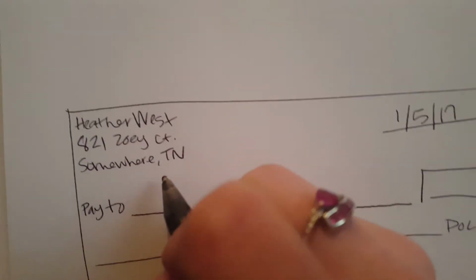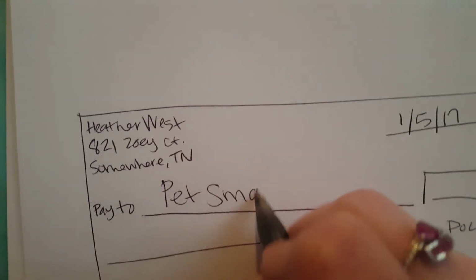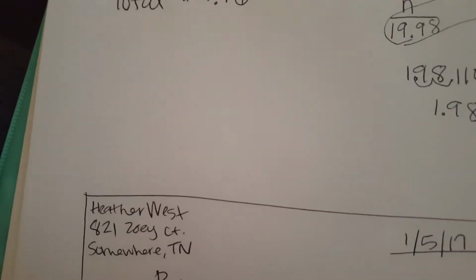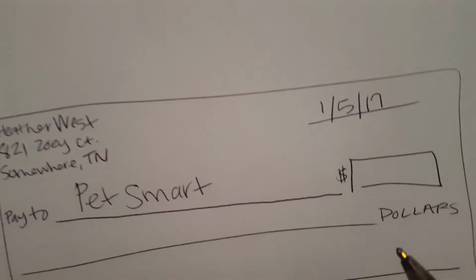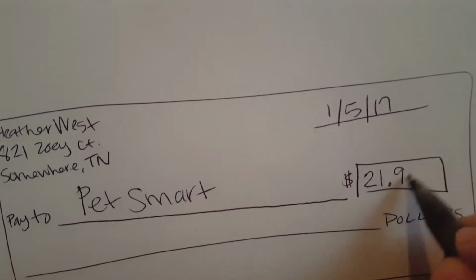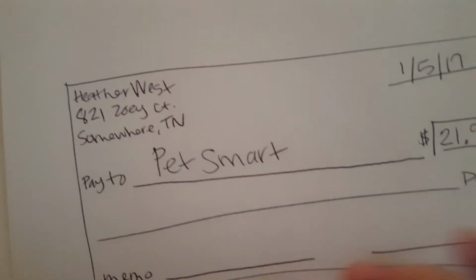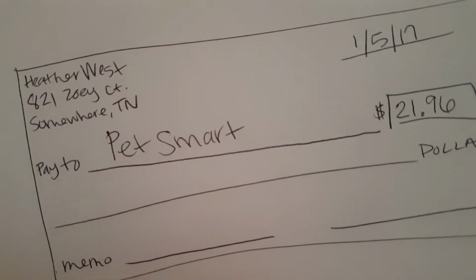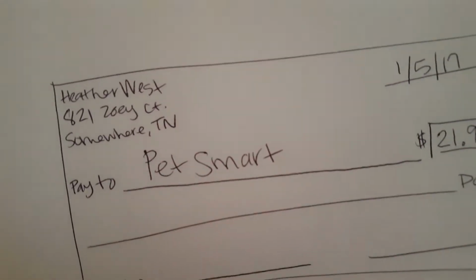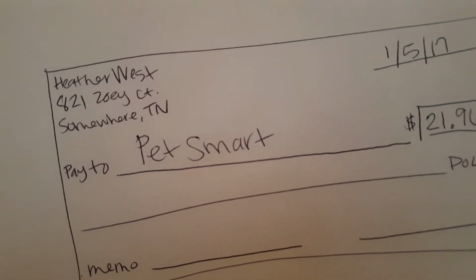I shopped at PetSmart, so I'm going to write my check to PetSmart. And then in this box over here, there's normally a dollar sign on the outside. You don't have to write that. So it was $21.96. That's what I will write here. And then thankfully we've learned to write in word form and in fraction form, so we can write our check right here in word form and in fraction form.